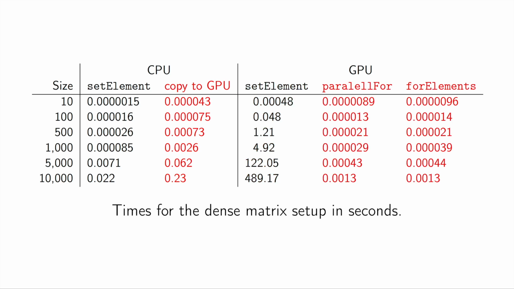Finally, the table lists the times for constructing the matrix directly on the GPU, whether using the parallelFor function along with the setElement method called directly from the GPU, or using the forElements method. Both approaches yield the same times, and we see that they are the fastest of all the mentioned methods. Therefore, choose these methods in situations where performance is absolutely critical.